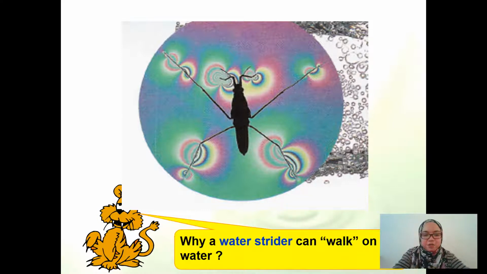So, have you ever wondered why a water strider can walk on the water? Tahu tak water strider tu apa? Ulat air bukan? Tapi kan nampak kan biasa ada ulat yang boleh jalan-jalan atas air tu kan? Why can a water strider walk on water? Can you walk on water?